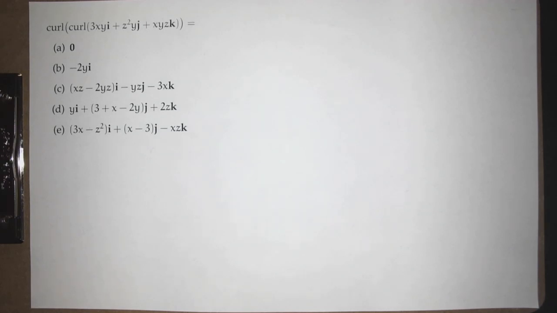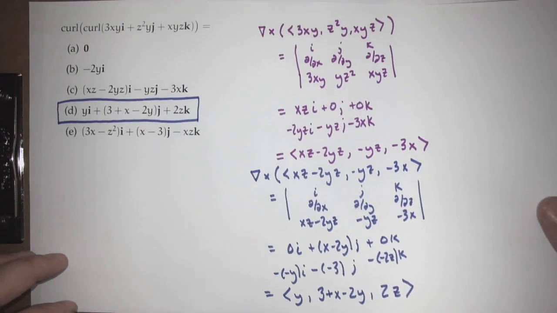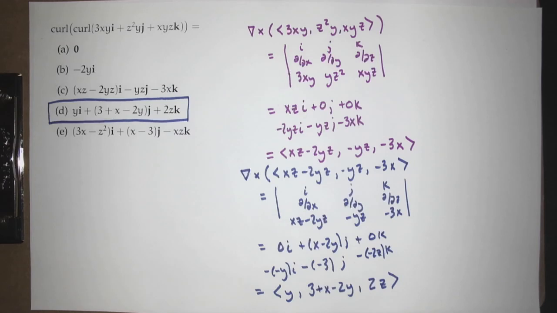Has anybody had a chance to work through it? D is the right answer, yes. Good. Now, there are, of course, a few tempting things. You might have remembered last time we talked about if you take the curl of the gradient, you get 0. You take the div of the curl, you get 0. That doesn't mean if you take the curl of the curl, you get 0.